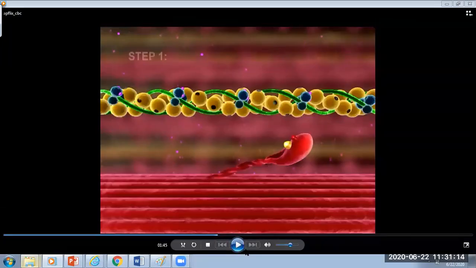So I'm just going to revise this step. Step number 1, calcium releases from the SR, binding to the troponin, and moves the tropomyosin. Basically, this active site becomes revealed. This is step number 2.